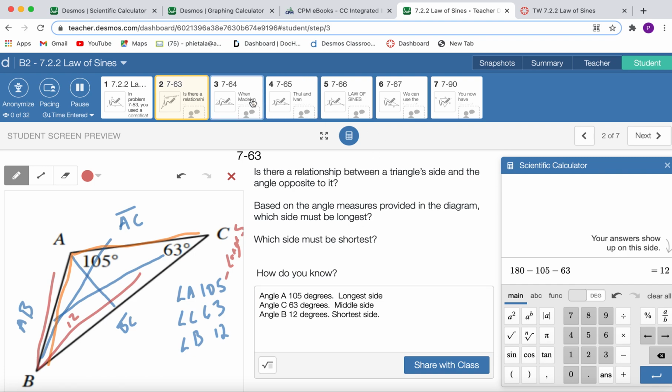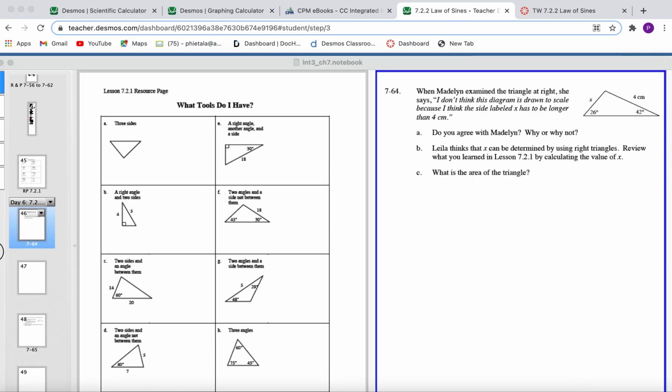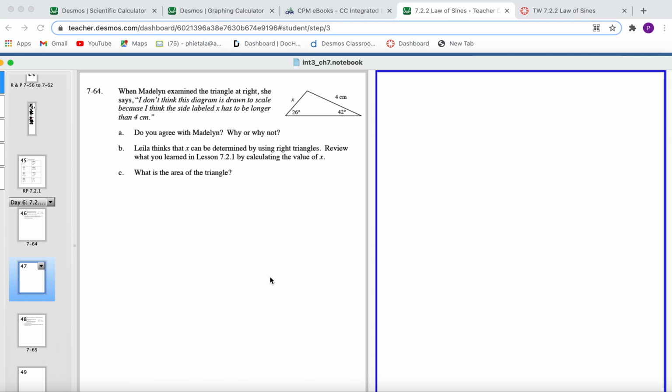Okay, let's move on to 64. This is where I'm going to switch my screen here. Sorry about that. Does Madeline examine the triangle at the right? She says, I don't think that the diagram is drawn to scale because I think the side labeled X has to be longer than 4. Well, let's see if she's right.